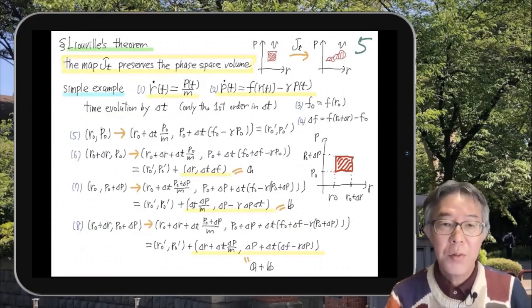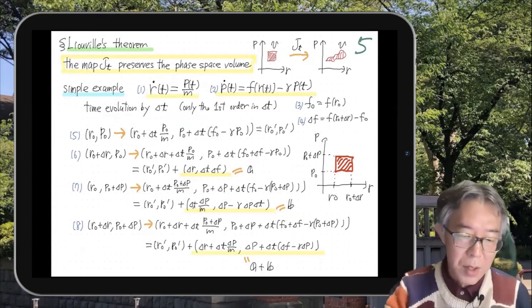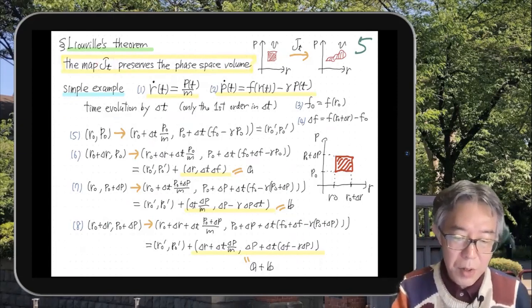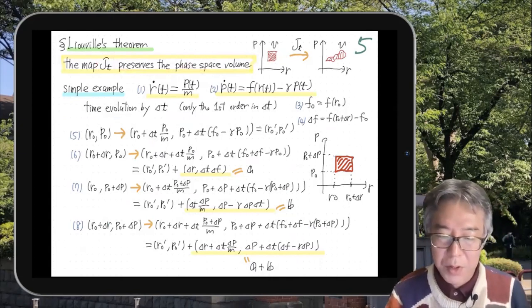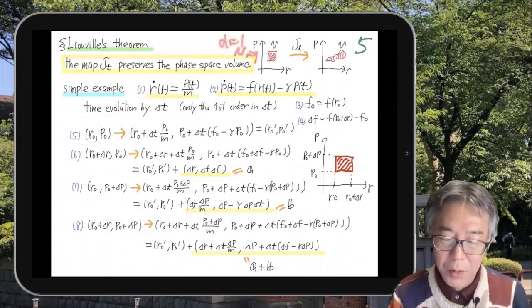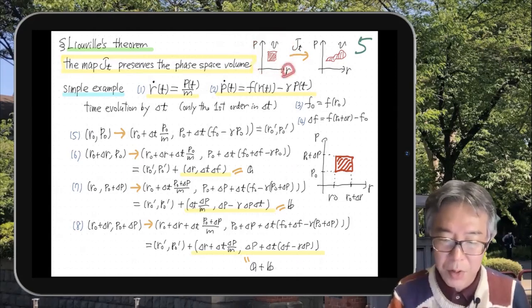And one more thing, we have to discuss something called Liouville's theorem. And what does it say? Well, it applies to any Hamiltonian mechanics, any Hamilton's equation. And it says that the time evolution map T_t for any Hamilton mechanics preserves the phase space volume. What does it mean? Well, this is a simple case with d equal 1 and n equal 1. One particle in one dimension. And in this case, the phase space is a two-dimensional space, position and momentum.